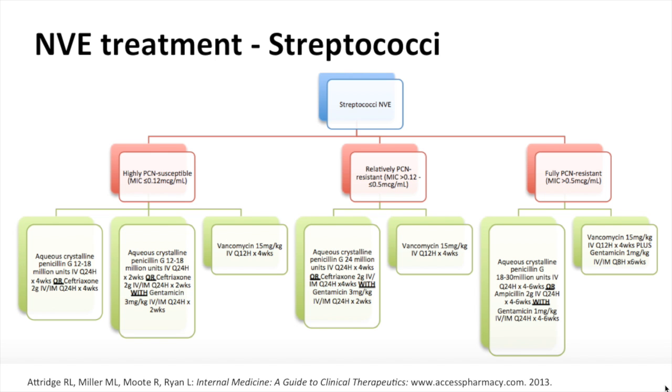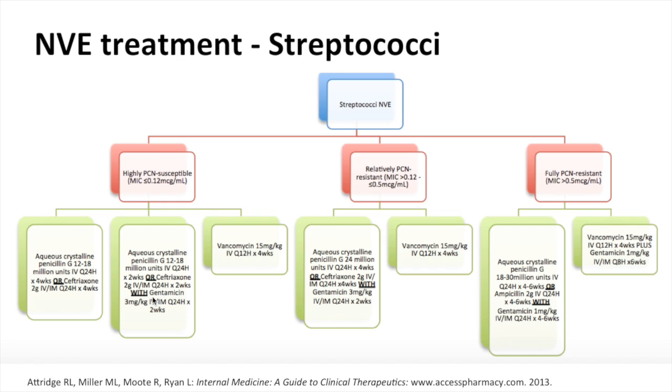This is the breakdown of the native valve endocarditis treatment for Streptococcus. As you can see here, vancomycin is recommended for patients unable to tolerate penicillin or ceftriaxone, which are the mainstay treatments for strep. The trough level goals for vancomycin are between 10 and 15 micrograms per milliliter.